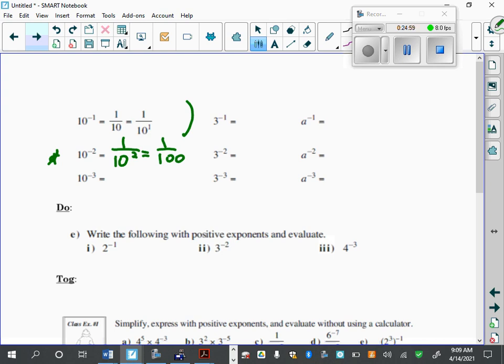All right, 10 to the negative 3 is 1 over 10 to the positive 3. And then don't leave it like that, and don't lose the 1 over part. That's the whole point of a negative exponent. It's 1 over the positive exponent. Okay, do these and these.